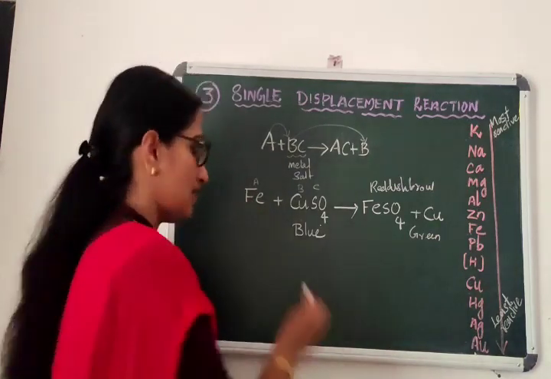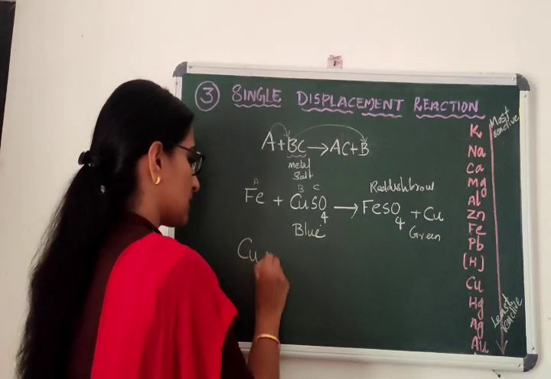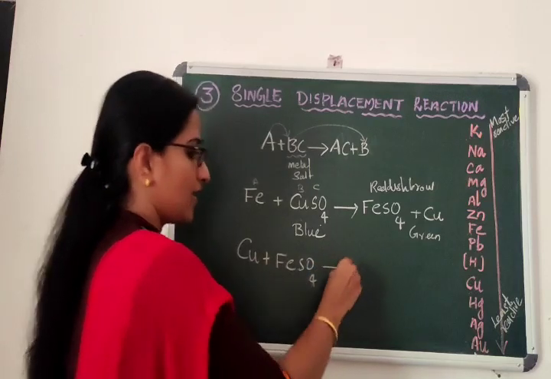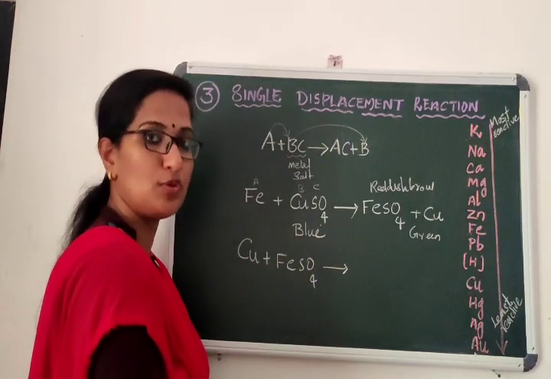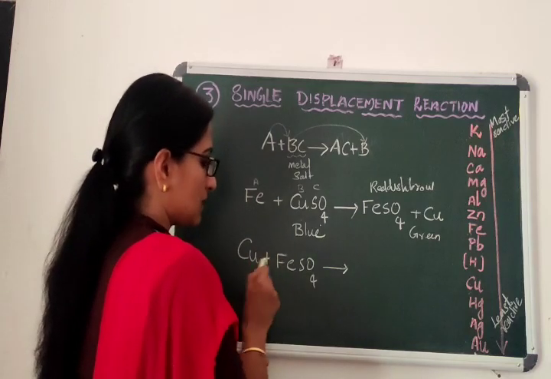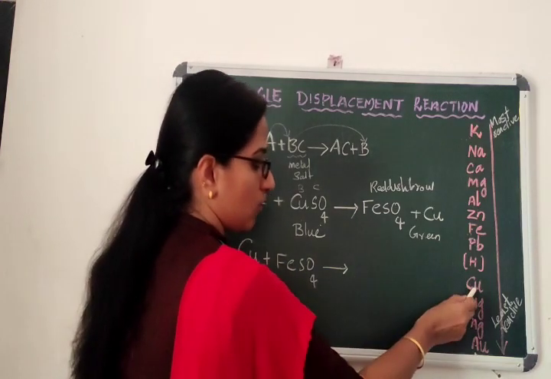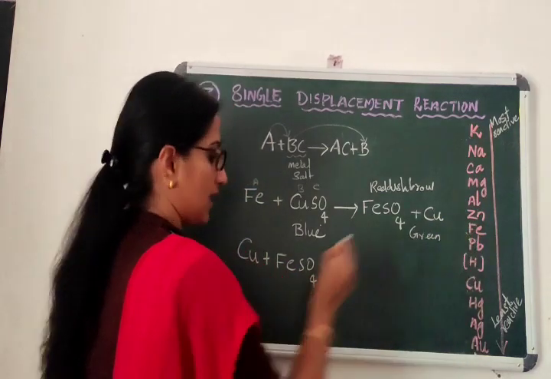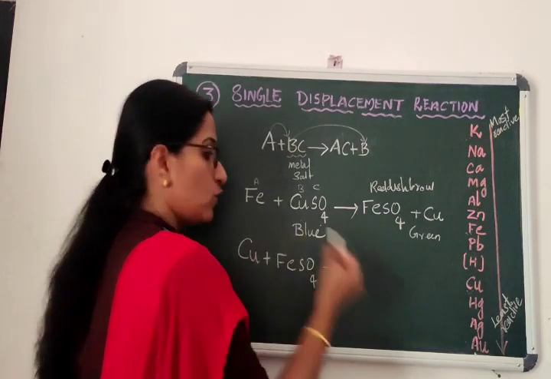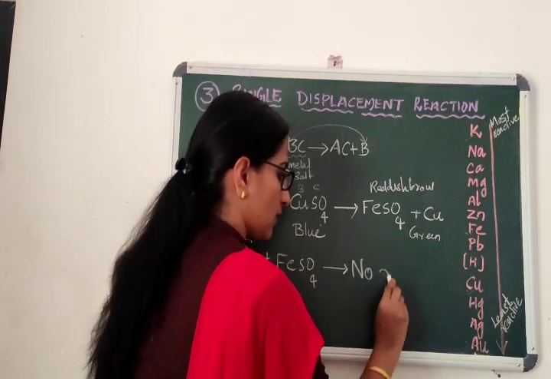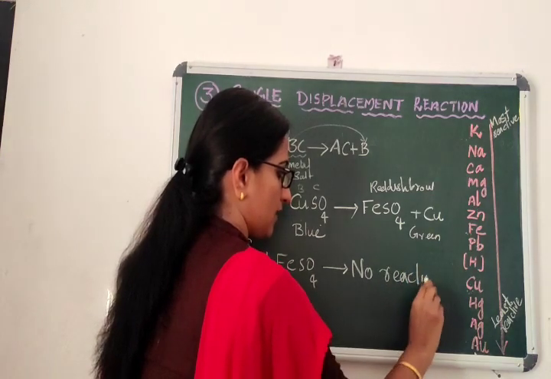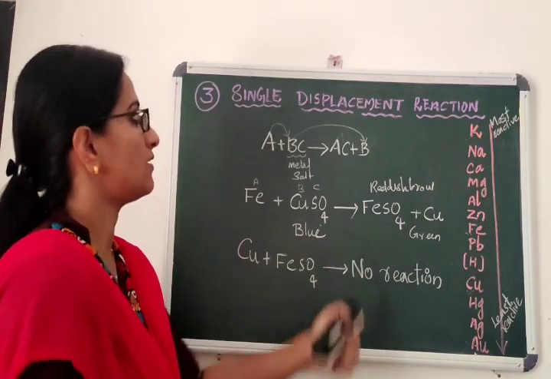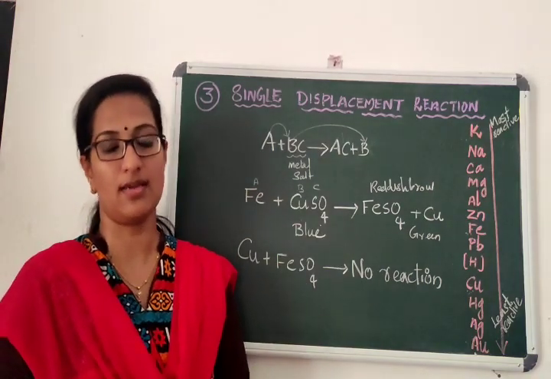Now, the second question: if copper reacts with iron sulfate, will it undergo a displacement reaction? No. Why? Here copper is less reactive than iron. Copper is here, iron is here. So this copper is not capable of replacing iron. So it is the least reactive, which will not undergo any reaction. So no reaction will be taking place. So this type of reaction is called the single displacement reaction.